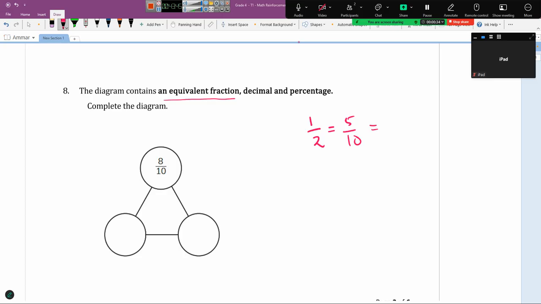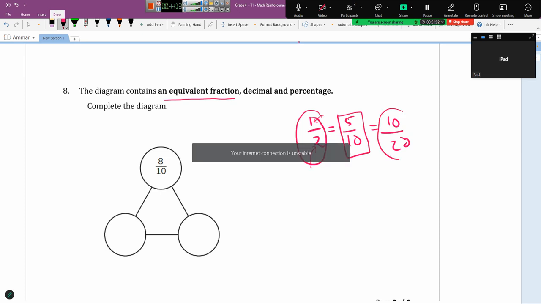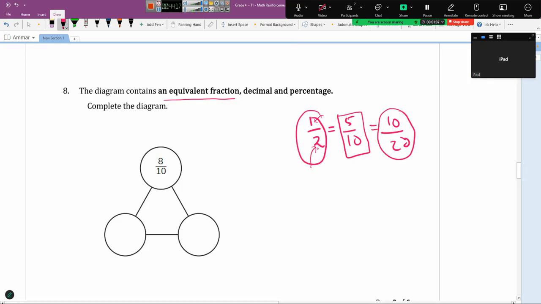Okay, 5 out of 10, and 10 out of 20, and so on, right? So how can you write an equivalent fraction for a given fraction? By multiplying the numerator and the denominator by the same number. Here, to obtain this fraction, you multiply the numerator and the denominator by 5. And to obtain this one, you multiply the numerator and denominator by 10, right?